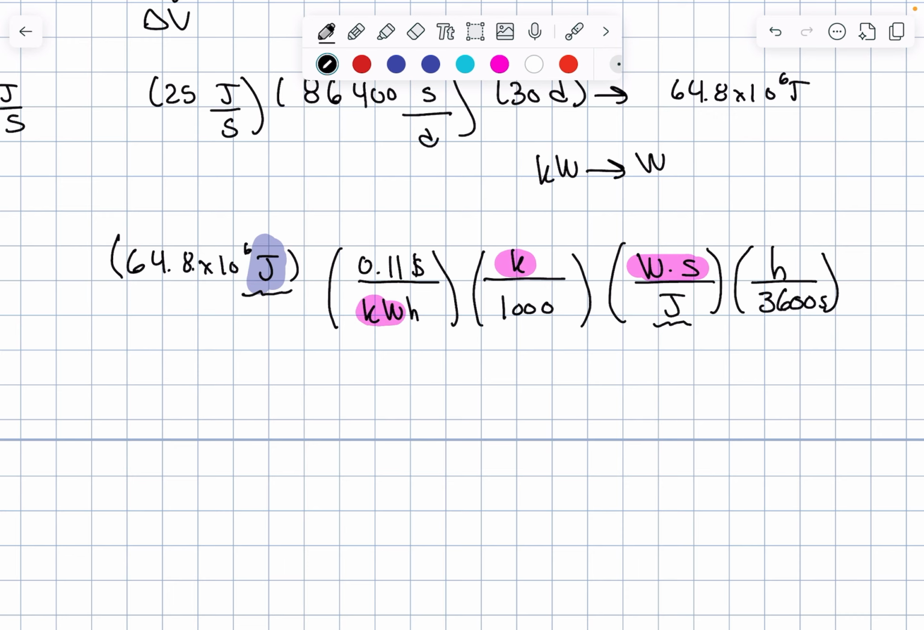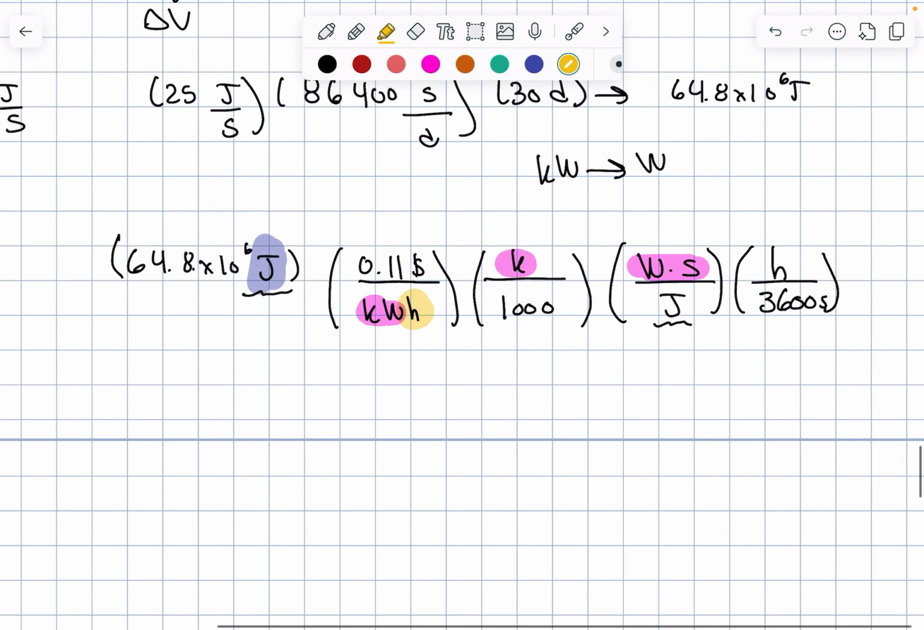So that here I have my joules and my joules. They cancel out there. Now I also have to be careful here because I'm told the price in kilowatt times hour. So, well, how many seconds are in an hour? We have 3,600. So that is going to cancel out here. This cancels out here. Joules cancel here. Seconds cancel out here. Because the final thing we want is a price, right? So that's going to be $1.98. And that is our final answer.